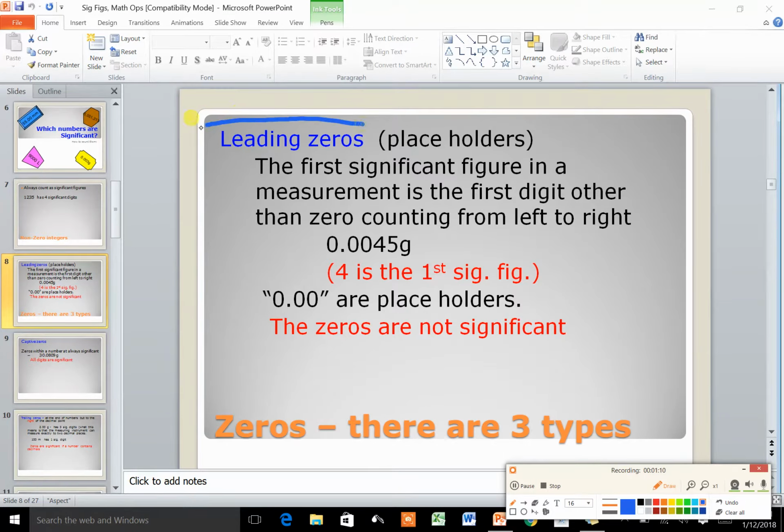Leading zeros. What do you mean by the leading zero? The first significant figure in a measurement is the first digit other than zero counting from left to right. So here you have a decimal place. After it, you have 2 zeros, and then 4, 5. These zeros are not counted as significant. They are not significant. Okay, so 1, 2, 3 are not significant. And the first significant figure here is 4.